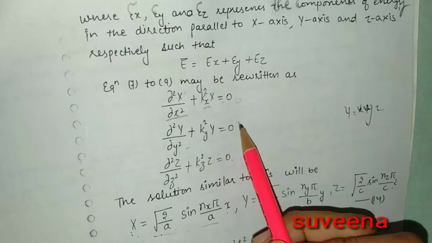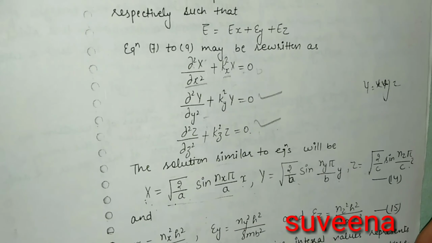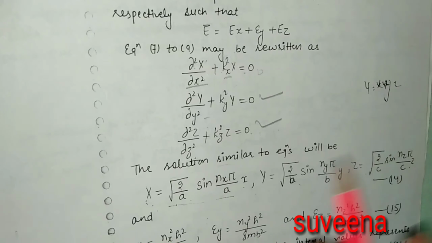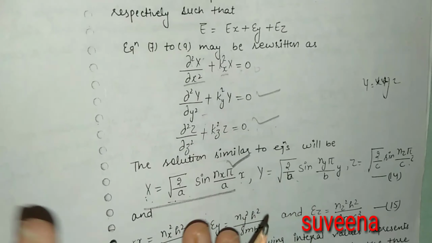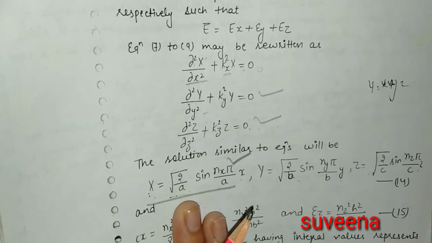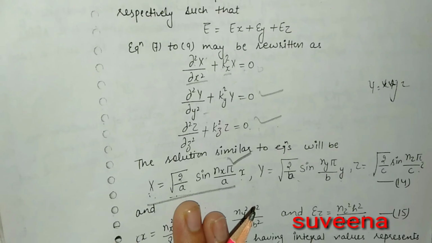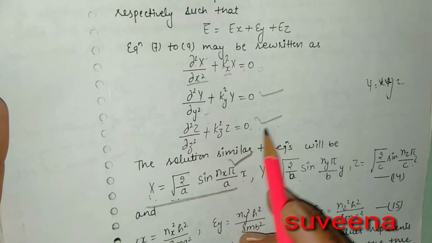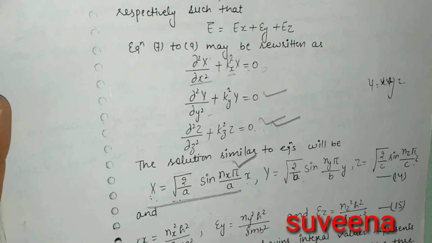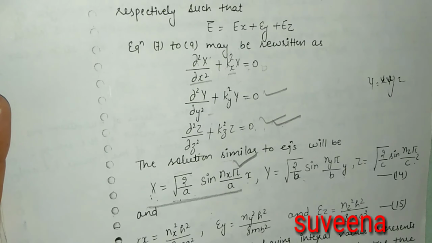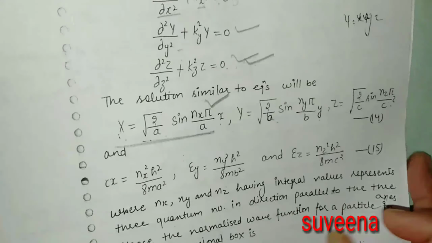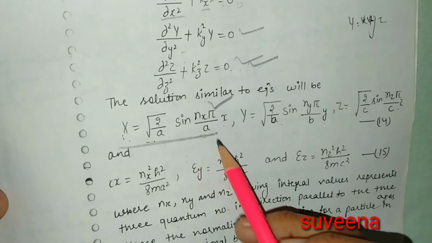This will be equal to d square X upon d x square plus kx square X is equal to 0. The same for y, the same for z, as we have already calculated the solution for this double differential equation, and that will be equal to this. You can write the same expression which we derived in the one dimensional box here after this equation. We have already derived it, that's why I am not deriving it here. I am not calculating that equation in this expression.